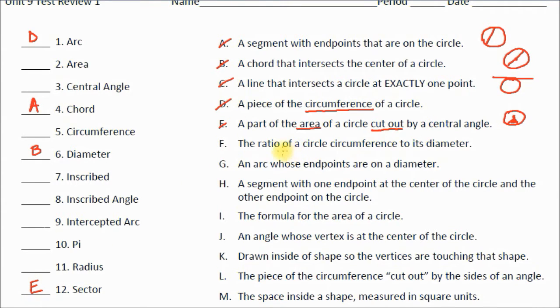Letter F, the ratio of a circle's circumference to its diameter. Circumference to its diameter. Well, that's the definition of pi.